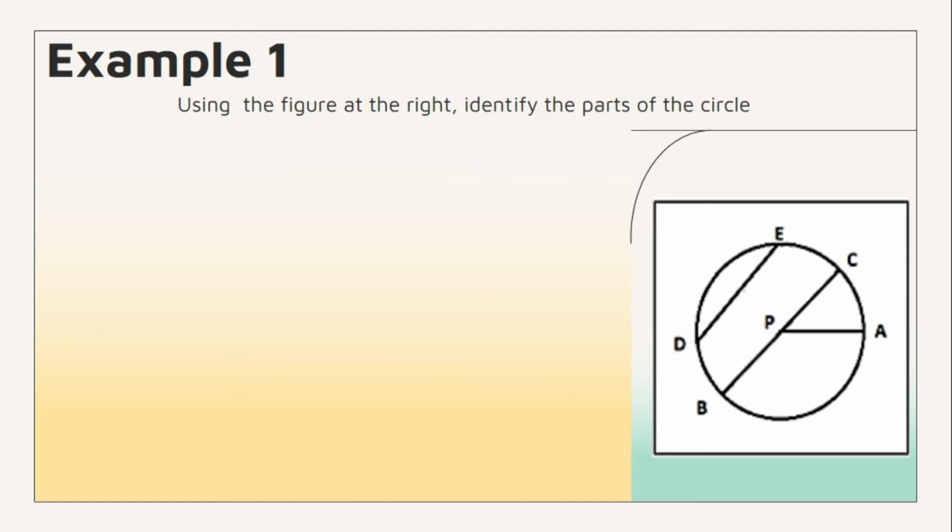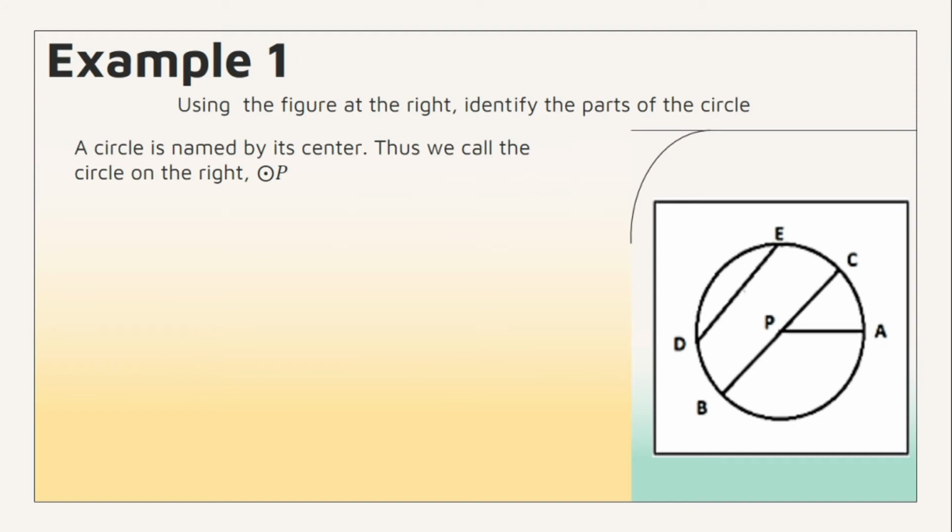So let's have this example. Using the figure at the right, let's try to identify the parts of the circle. Okay, so first is, this circle is circle P. Bakit? The center is P.